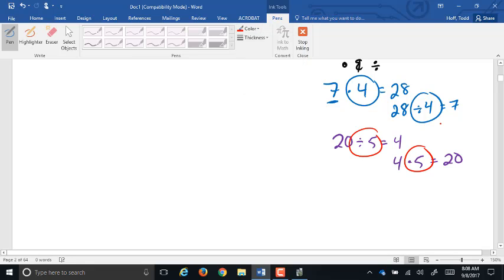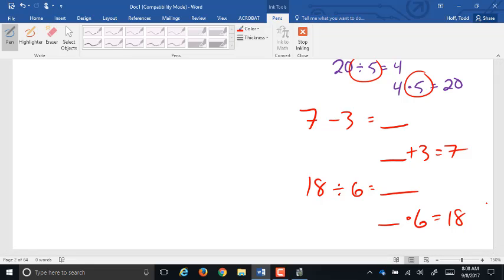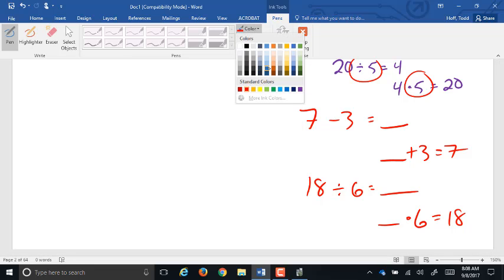And technically, subtraction is defined as the operation that reverses addition. 7 minus 3 equals blank is actually asking us what plus 3 equals 7. And 18 divided by 6 equals blank is asking what times 6 equals 18. That's actually how subtraction and division are defined, one of the ways that they're defined.